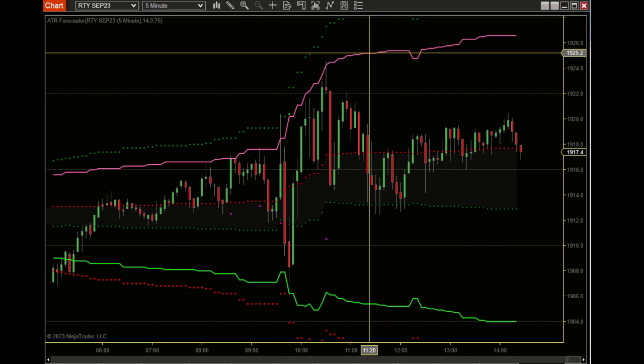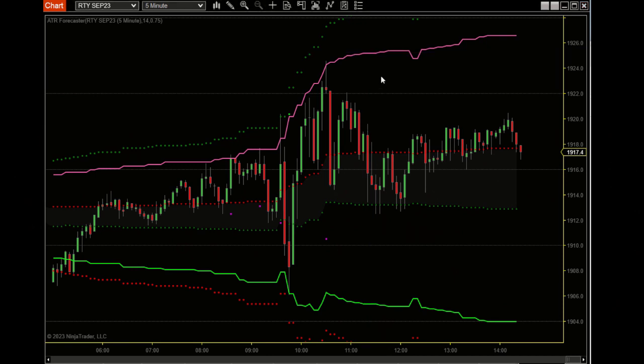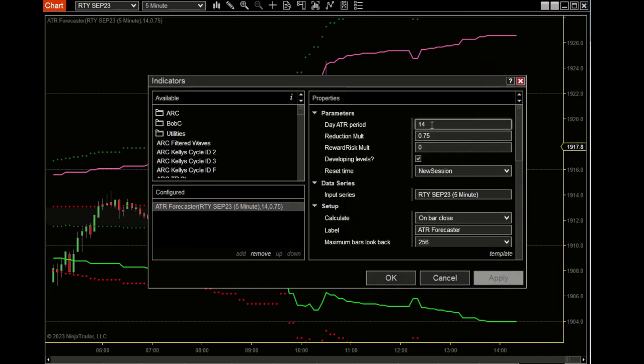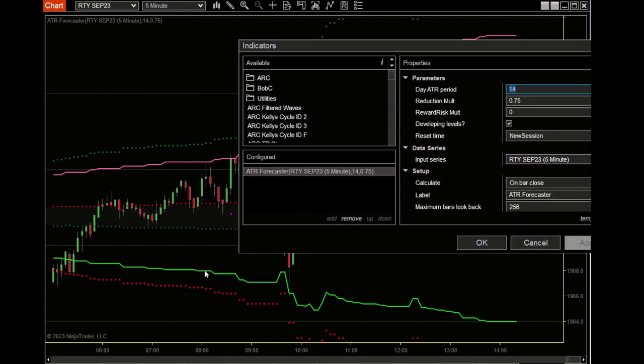Let's see how we can make some changes. Obviously, all these are plots, so you can colorize them as you wish. There's a 14 period, so that's the day ATR. So this ATR value is based on 14 days. This reduction multiplier is how we draw the lime green level and the magenta level.